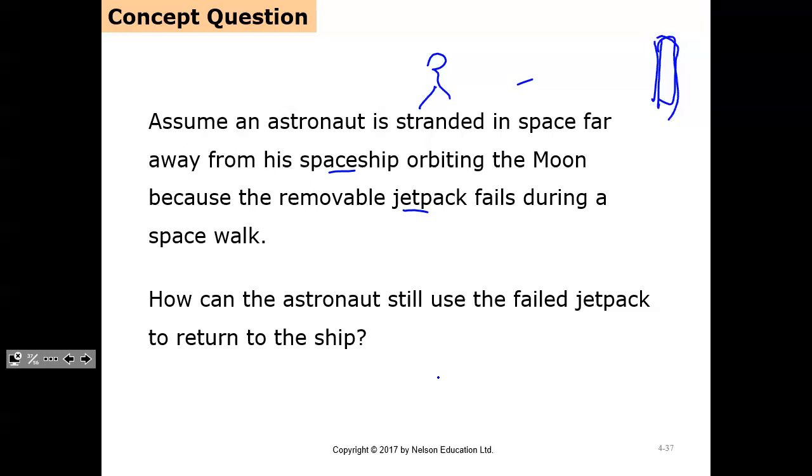Can he walk in space? No. How do they go back? Either they have a cable attached to a line, or they have this jetpack. Like a jet plane, you put the exhaust gas out. You are pushing the gas, and the gas will push you in the opposite direction. Newton's third law. Now this jetpack is not working. Can you use the jetpack to get back? Come on, think.